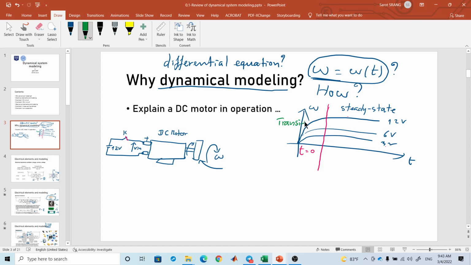Transient, T-R-A-N-S-I-E-N-T. It's similar to the word transition. Transition from one state to another state. So something changes, you can put it that way. Until it has constant velocity, then we call it steady state.